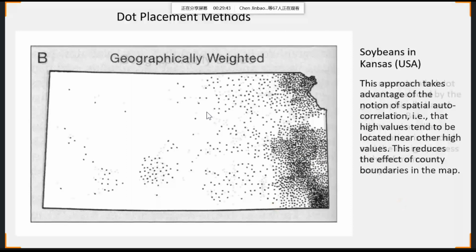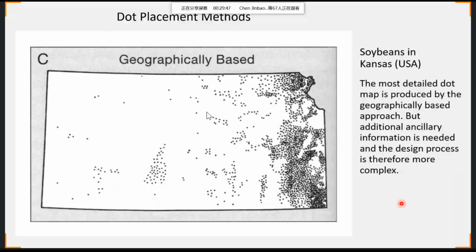And the last one is the geographically based method. The most detailed dot map is the result then. But here additional ancillary information is needed. And the design process, therefore, is much more complex. And you need additional data. And then, based on this data, you have to redistribute the dots. So it reflects more a dasymetric map.